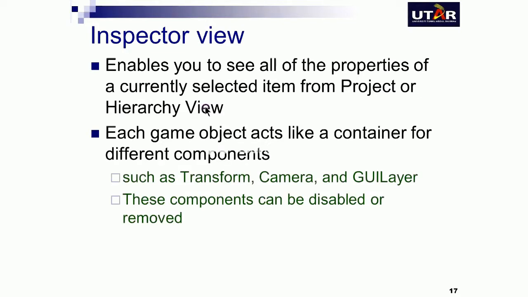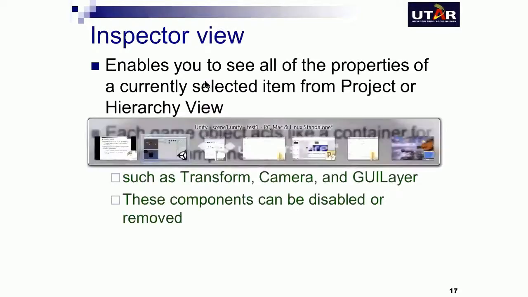Now, each game object that you have in the hierarchy view is actually composed of several smaller components. You can think of each game object as a container for smaller components. The most common one is a transform component. There may be other components as well, and each of these components can be disabled or removed in the inspector view. Okay, let's have a look at the inspector view in Unity.